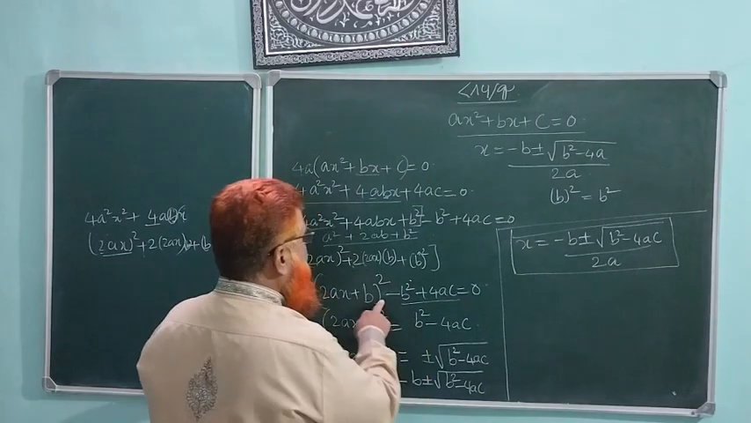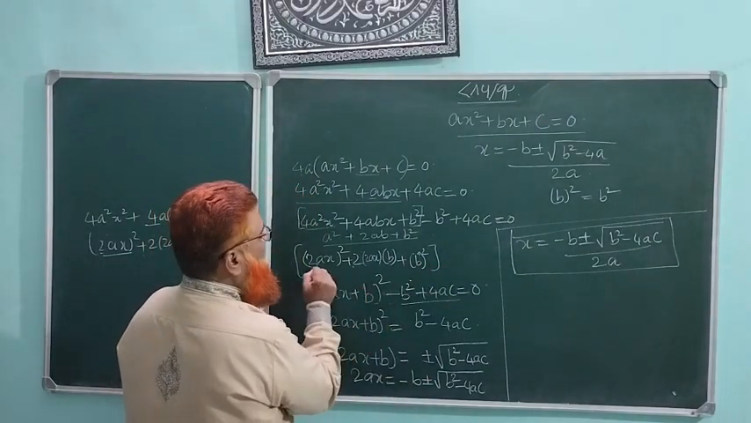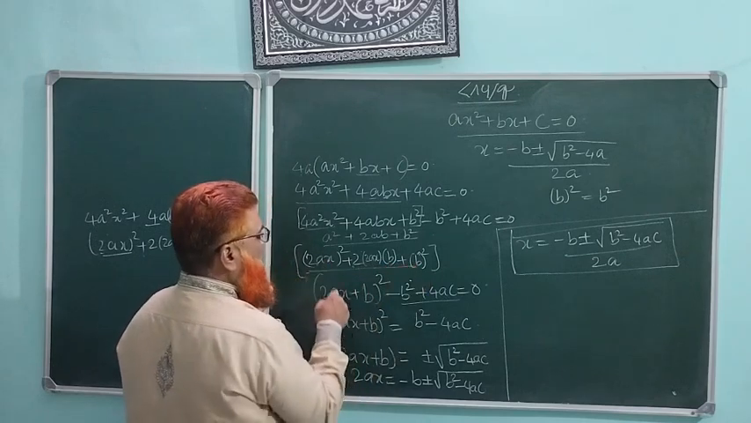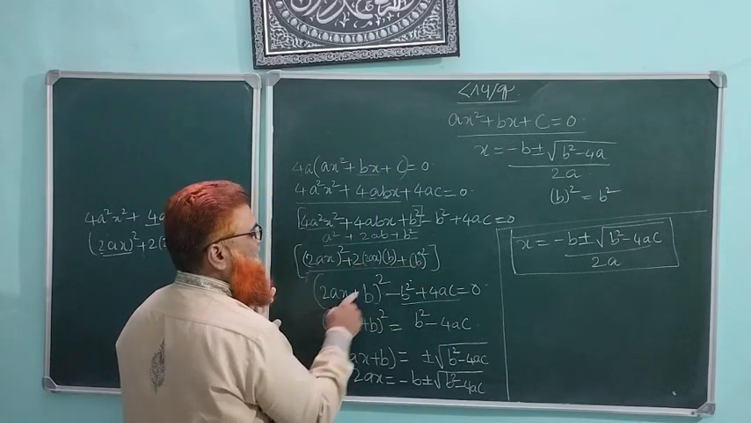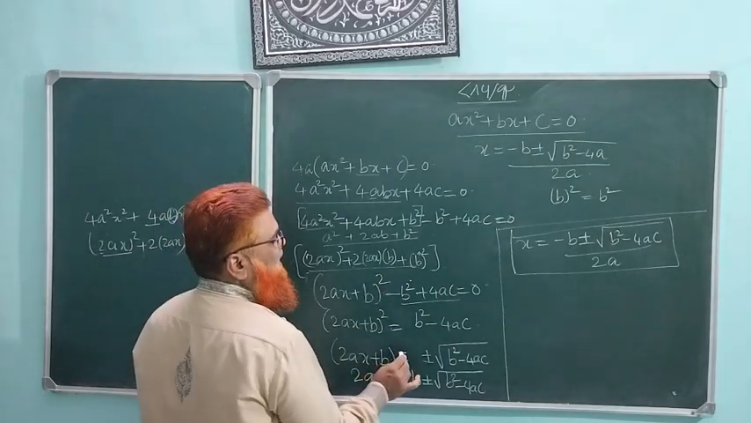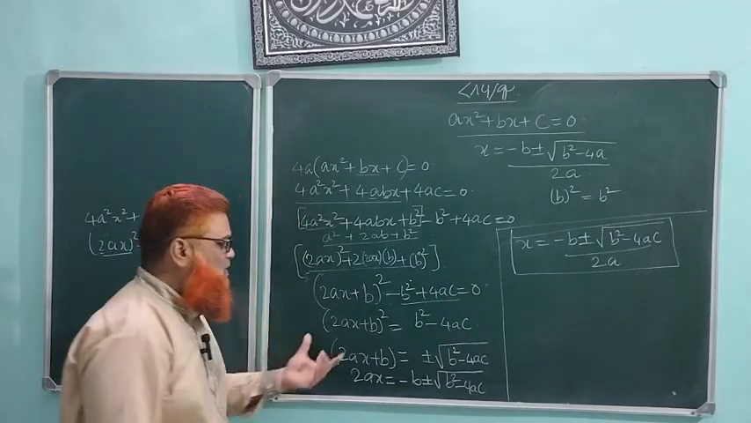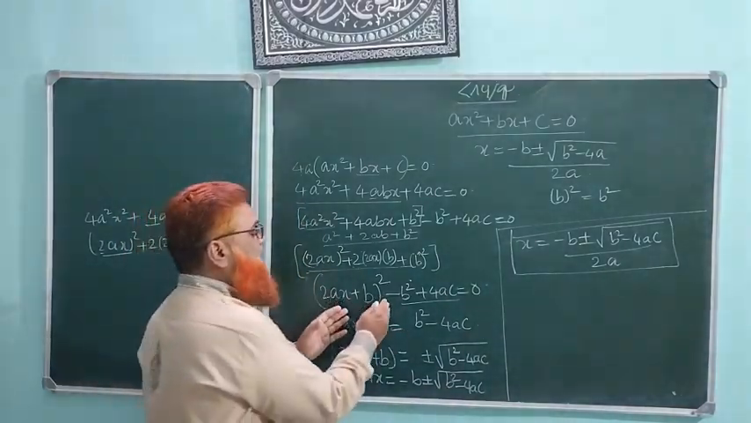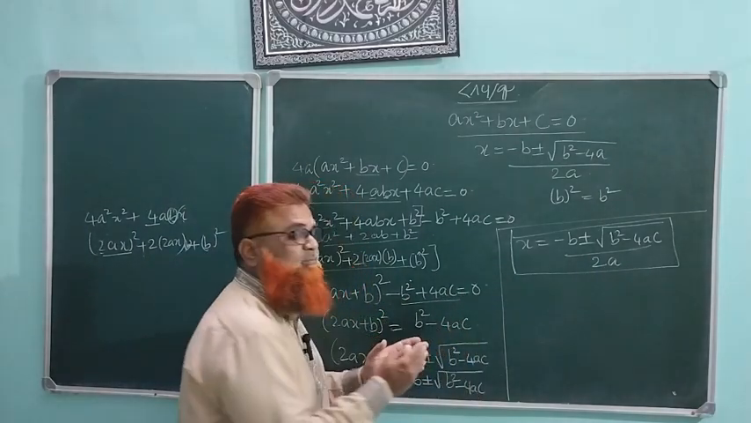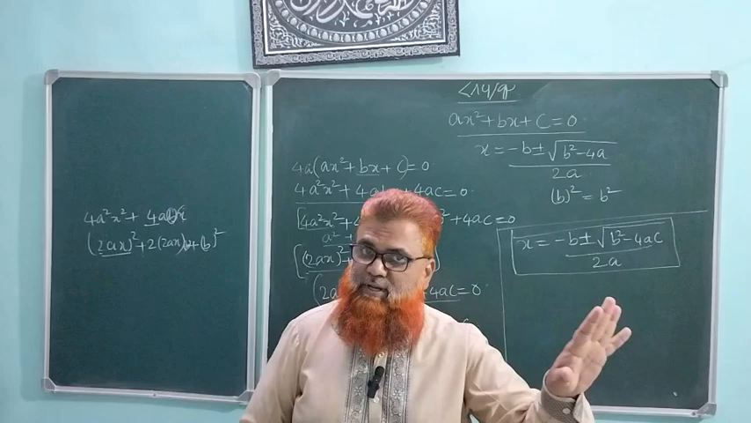By this way, we add b square and subtract b square. And we just take the complete perfect form of this one, a square plus 2ab plus b square, a plus b whole square, minus b square plus 4ac is equal to 0. 2ax plus b whole square is equal to, then minus b square goes to the right side, becomes plus b square, and plus 4ac goes to the right, it becomes minus 4ac.